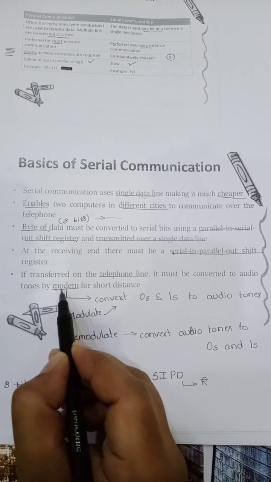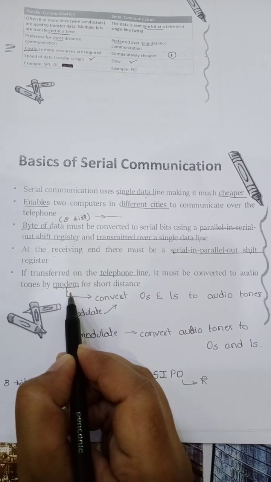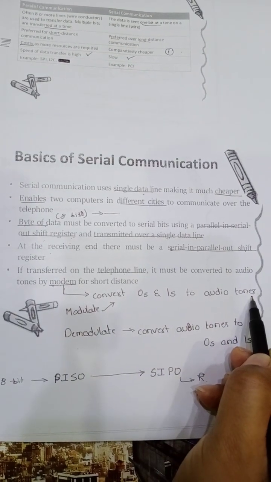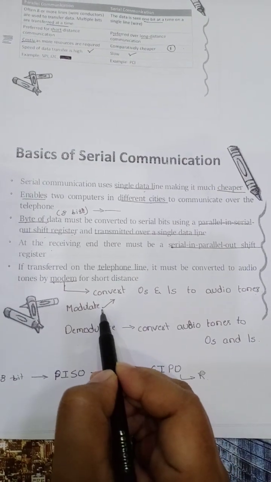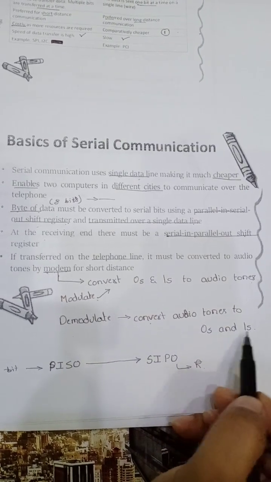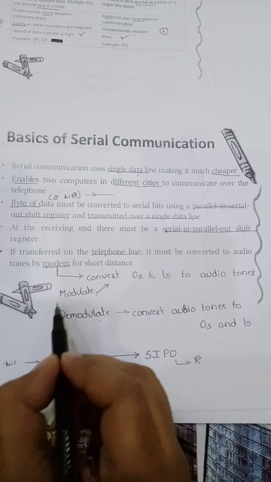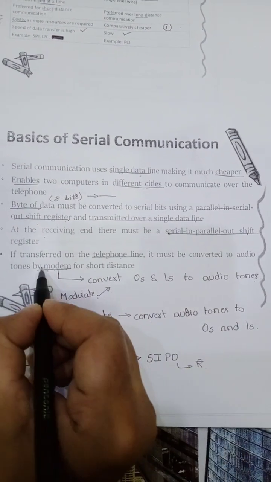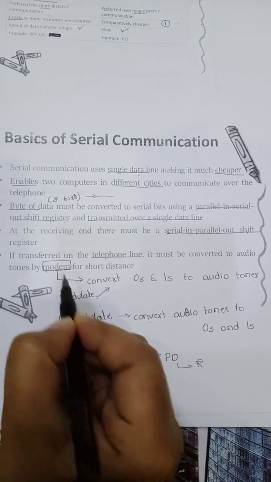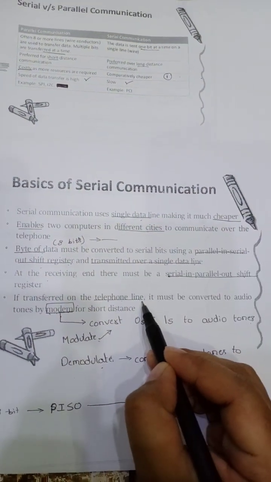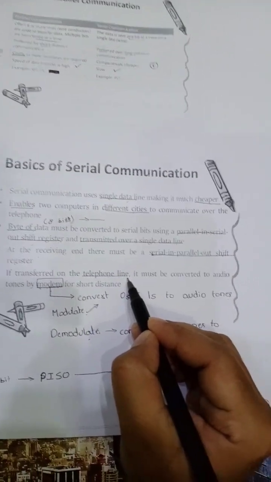What exactly does this modem do? It converts zeros and ones to audio tones. That process is called modulation. And it converts audio tones into zeros and ones. That process is called demodulation. Both modulation and demodulation are done by the same unit, and that unit is called a modem, which is mostly used for serial communication when we are using it over a telephone line.